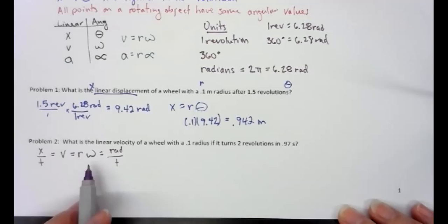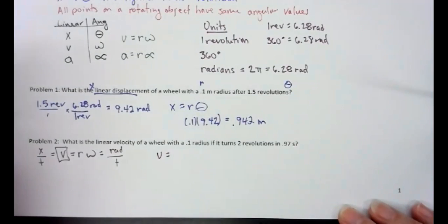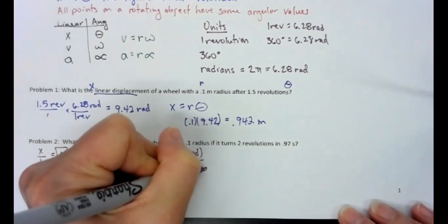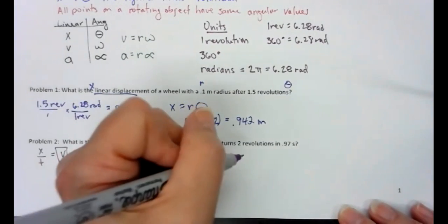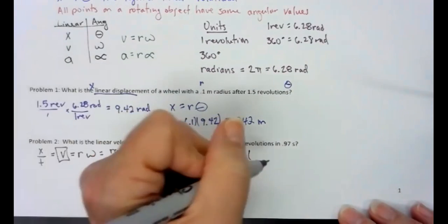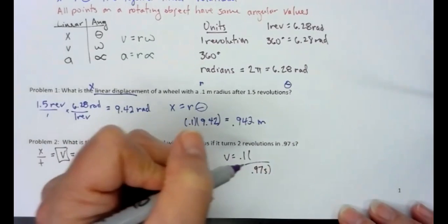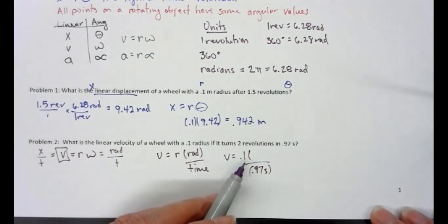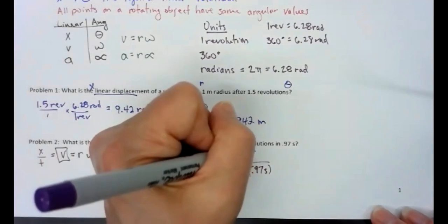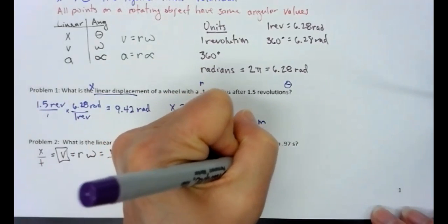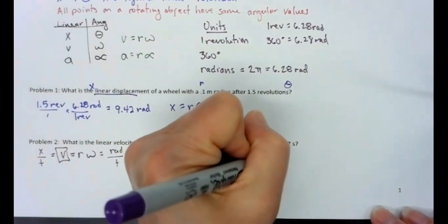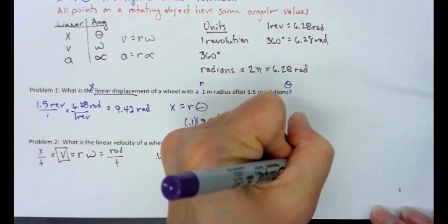So we're solving for v. So I have v equals r times my radians over time. So I have r is 0.1 and my time is 0.97 seconds, but I have 2 revolutions. So if 1 revolution is 6.28, if I multiply that by 2, I'm going to have 12.56 radians. And when I solve, I end up with a linear velocity of 1.29 meters per second.